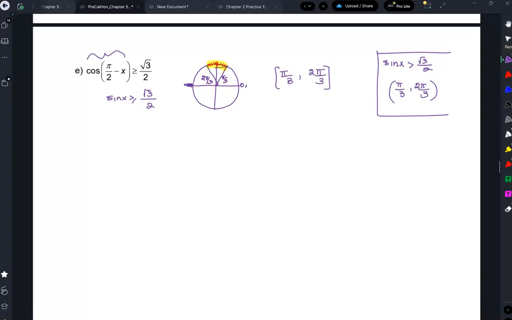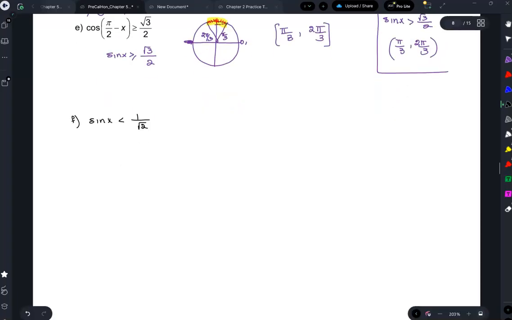Now, suppose the question was, so let's add another one. So suppose the question was, sine of x is less than 1 over root 2. Okay? Okay, so now, here we go. Okay, we want sine of x to be less than 1 over root 2.